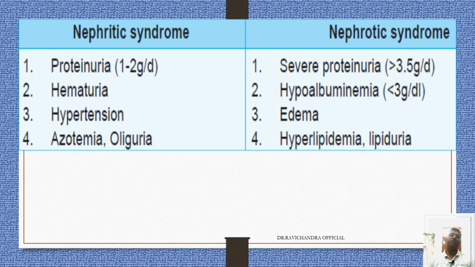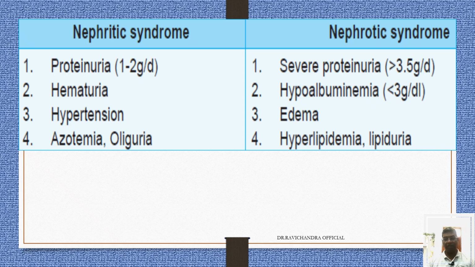Now the differences between nephritic syndrome and nephrotic syndrome. In both nephritic syndrome and nephrotic syndrome, there will be proteinuria and edema. But the proteinuria is around 1 to 2 grams per day in nephritic syndrome and it is more than 3.5 grams per day in nephrotic syndrome. And in nephrotic syndrome, it is selective proteinuria, low molecular weight proteins. Whereas in nephritic syndrome, it is mild proteinuria and it is a non-selective proteinuria.